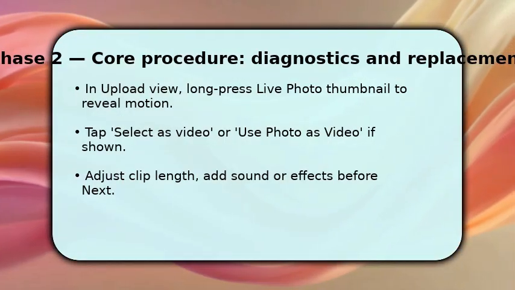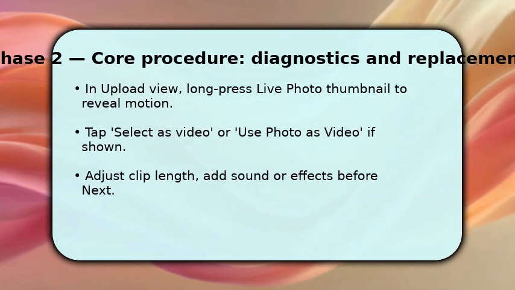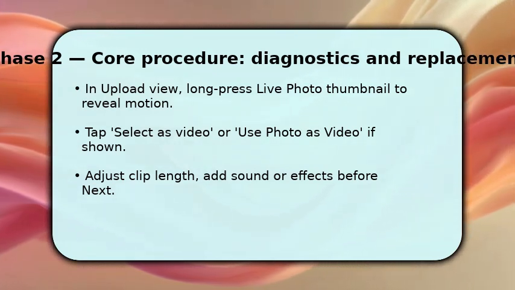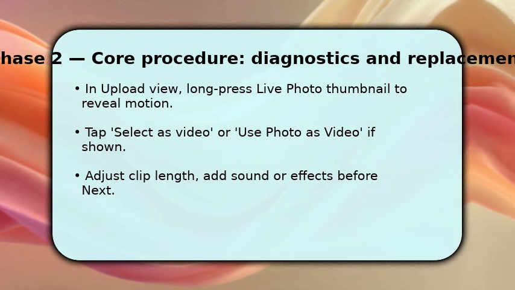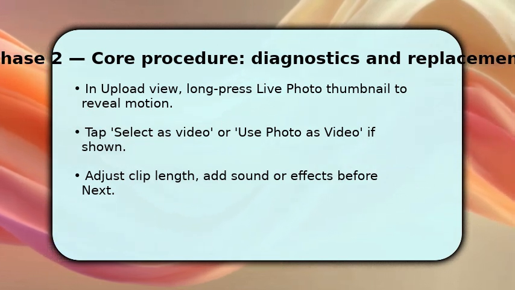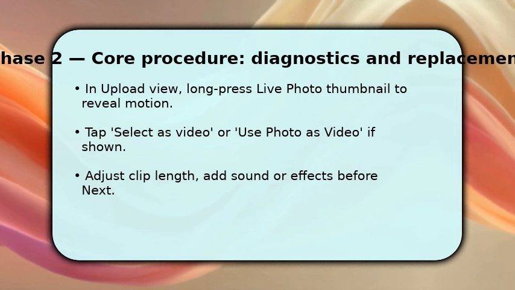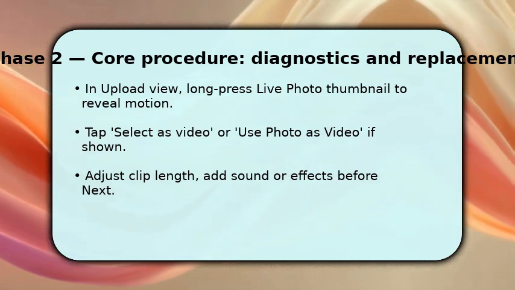Once you've selected the live photo, long press its thumbnail in Upload View to trigger motion preview. This tells TikTok to treat it as video. Then choose the on-screen option that converts the live photo into a short video clip. Labels vary, but read as use photo as video or similar.